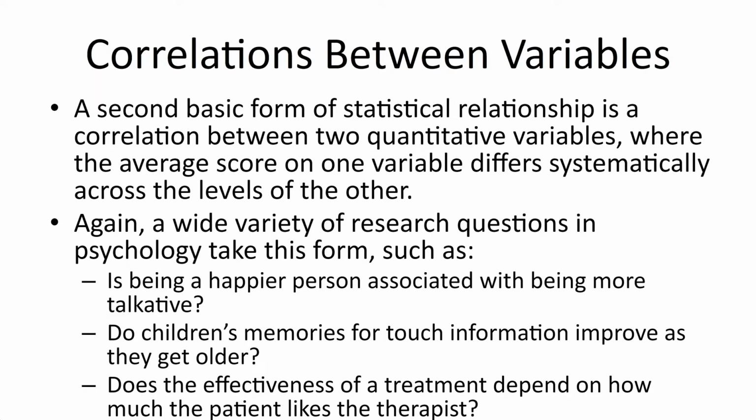And then a second basic form of statistical relationship is that correlation between two quantitative variables that I described a moment ago. This is where the average score of one variable differs systematically across the levels of another. Again, there's a wide variety of research questions in psychology that take this form, such as, is being a happier person associated with being more talkative? Do children's memories for touch information improve as they get older? And so on. There's so much research that's been done using the correlation design. I'm sure you've already seen and heard about a lot of these kinds of results.